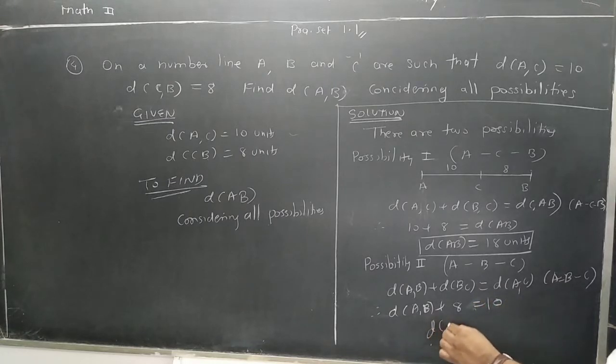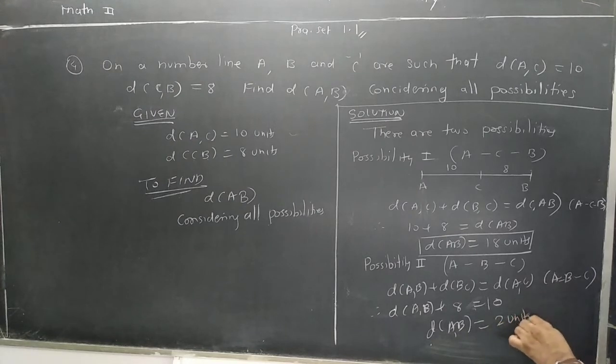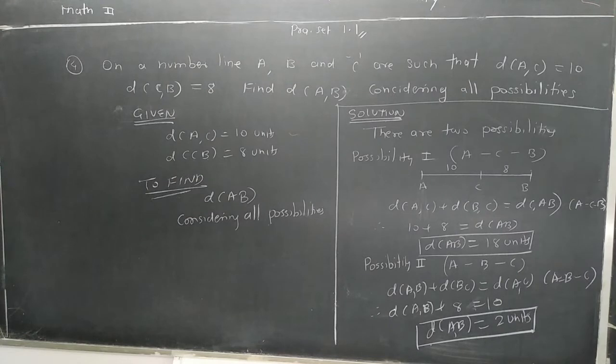So distance AB is equal to 2 units is the answer for distance AB. These are the only two possibilities because the third possibility is not possible. If I am taking B and C, this is 8 and AB is 10, it is not at all possible. These are the only two possibilities.